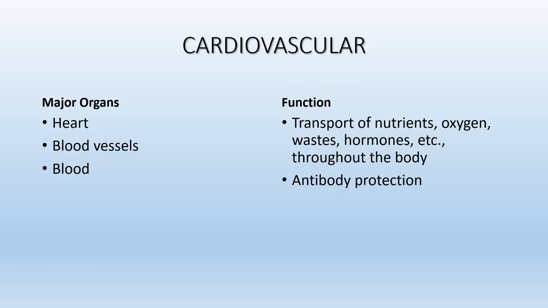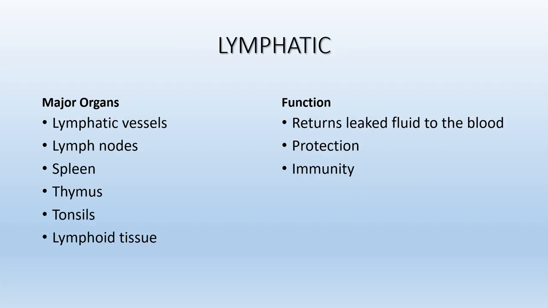The cardiovascular system, the major organs are the heart, the blood vessels, and it's going to obviously include the blood as well. It's a transportation system. It's going to be transporting your nutrients, your oxygen, carbon dioxide, waste products, hormones throughout the body. It's also going to be associated with antibody production and that protection, because antibodies are going to be typically flowing in the blood to the various areas of the body. So you'll see how the systems, we study them separately, but they do work together.